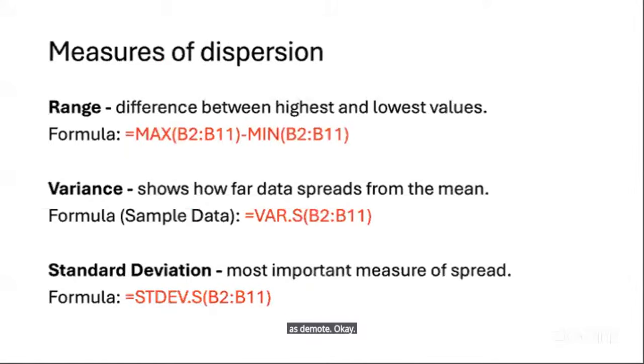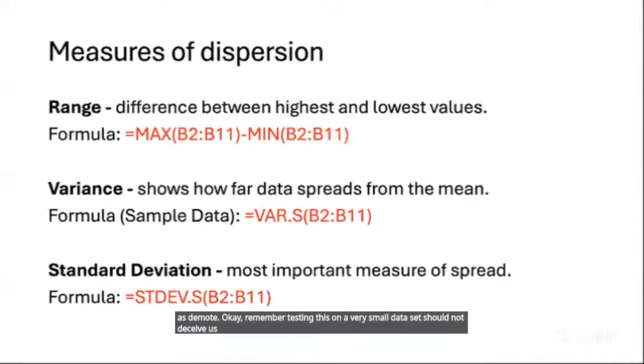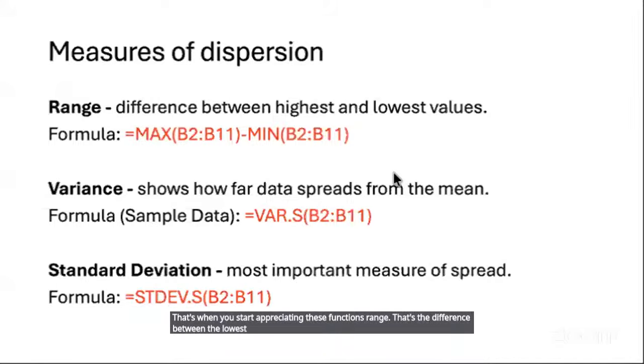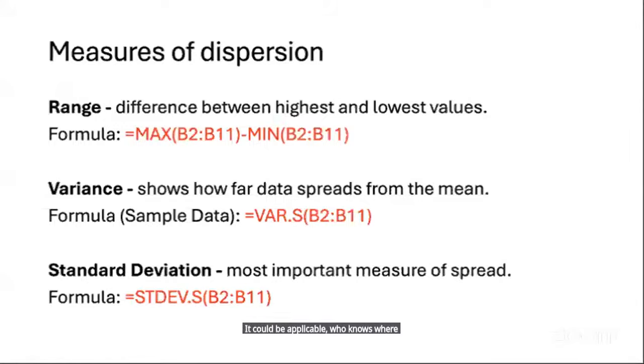Remember, testing this on a very small data set should not deceive us, because you can see it and start arguing. We are talking about when you are dealing with a table that has 500, 1,000, 6,000, 100,000 rows. That's when you start appreciating these functions. Range is the difference between the lowest number and the highest number. It could be applicable, who knows where. And variance. Standard deviation is the square root of variance.